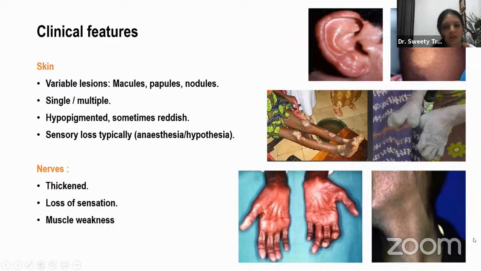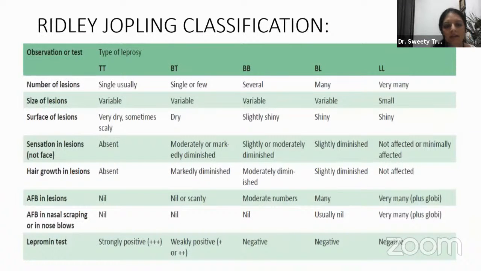There is loss of sensation and muscle weakness. So this is the greater auricular nerve, which can be found thickened once you have a look at it, whenever you find a patient suspected to have leprosy. One important thing is, once you start finding muscle weakness in patients of leprosy, it means it's a fairly advanced stage. So this is the Ridley-Jopling classification, which I have already described.